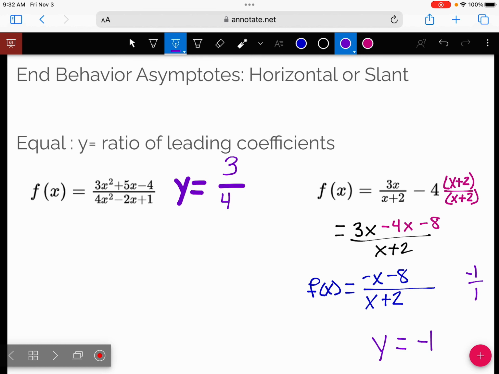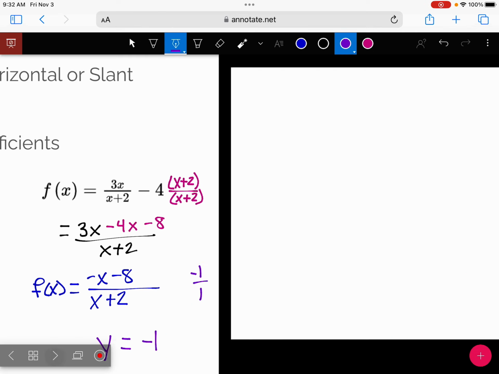Okay, so when we have even degrees, it's just a ratio of your coefficients. Questions on those two? Because we're going to do at least one example of all of the different kinds of end behavior we can have.